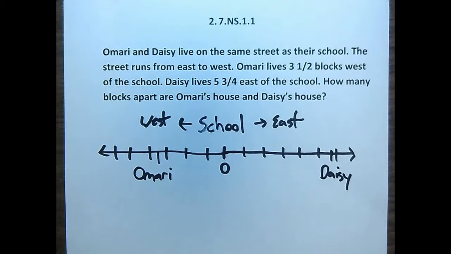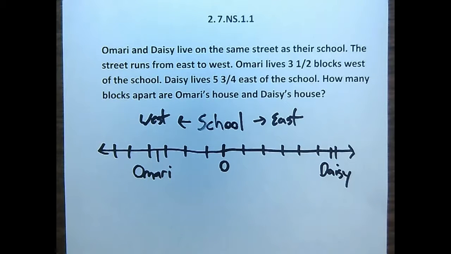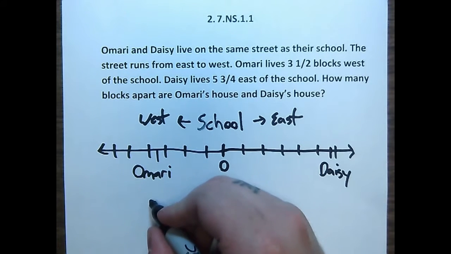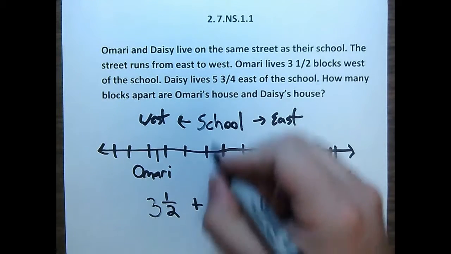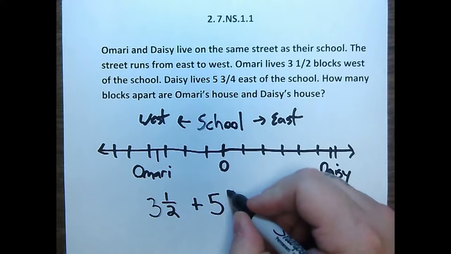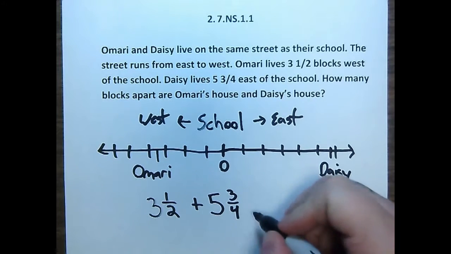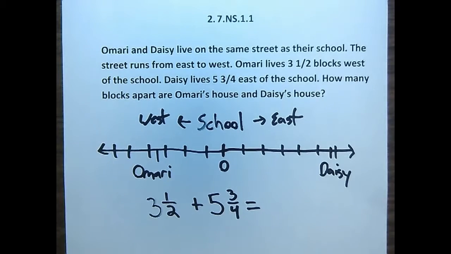Now we have to figure out the distance between Omiri's house and Daisy's house. We go from Omiri's house to school and then continue to Daisy's house, so we need to add this distance to that distance to figure out how far apart they are. If Omiri is 3 1/2, we're going to add that to Daisy's 5 3/4, and that's going to equal our total distance.